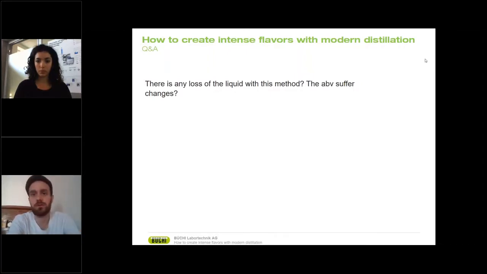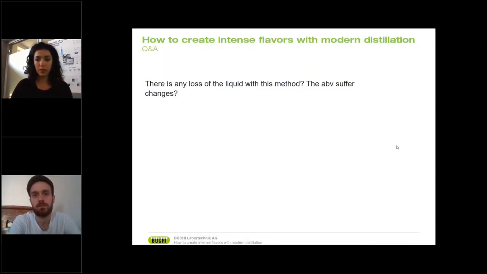ABV does not very much suffer this kind of loss because we're talking about a very little amount of liquid. But yes, what could happen is that if you push the pressure too much, you can actually lose some of the vapor, but it's a very little amount of liquid.